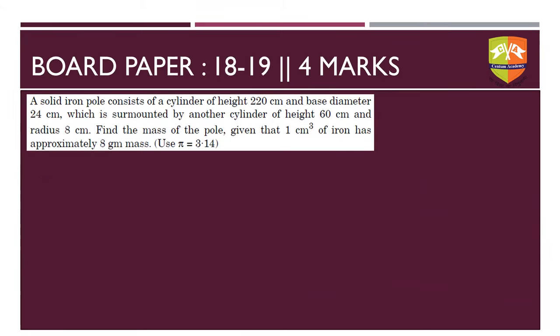Let's go to this. Now density question. Solid iron pole consists of, this is 1819. Now we have moved to previous year, last to last year. And we have not seen any question which is having any other unit system. Solid iron pole consists of a cylinder of height 220 and base diameter 24, which is surmounted by another cylinder of height 60 and radius 8. Find the mass of the pole given that. So first find out the total volume of the pole multiplied by the density, you'll get the mass. So I'll draw a diagram for you.